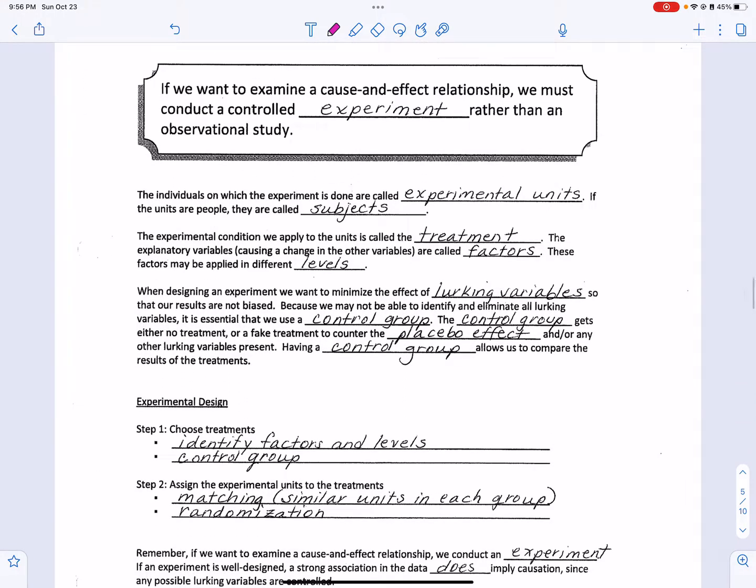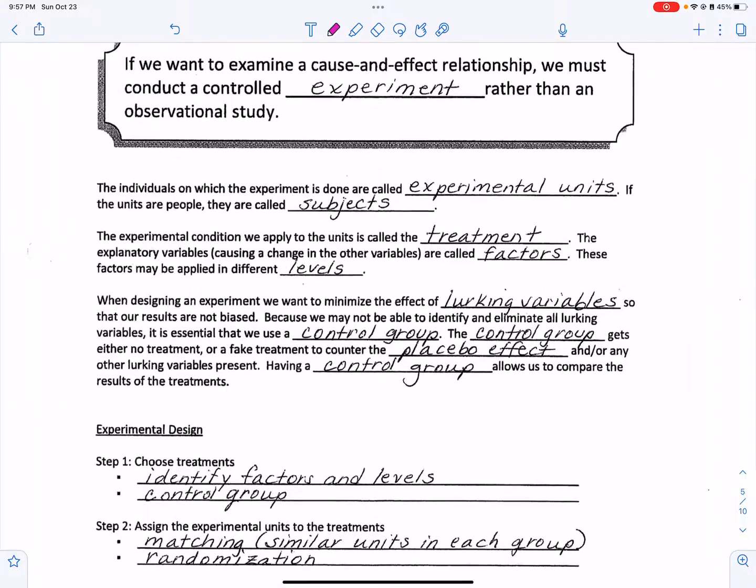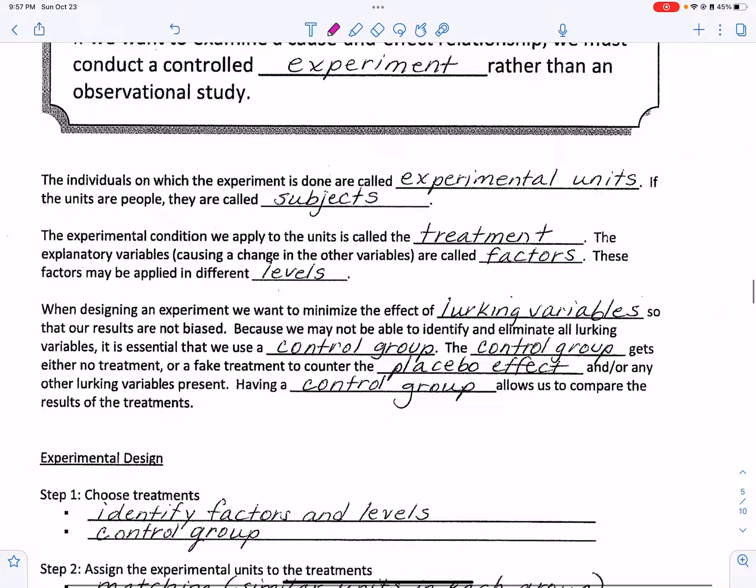All right, experimental. This just tells you that individuals are called subjects. If they're not a person, it's an experimental unit. The treatment is the experimental condition, and it's anything that we do to manipulate the variables.